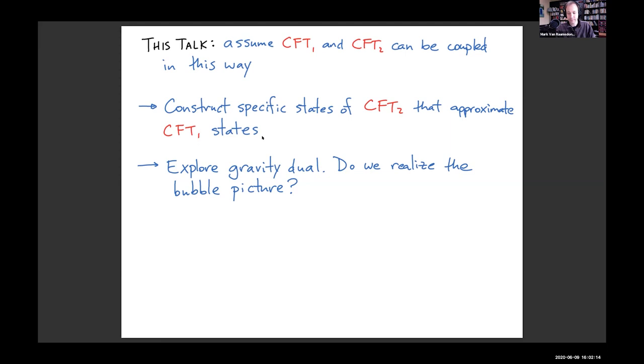Any questions before I get to the meat of it then? I have a question. Yeah. Are you going to connect two CFTs with different central charges also? Yes, I will. Okay.